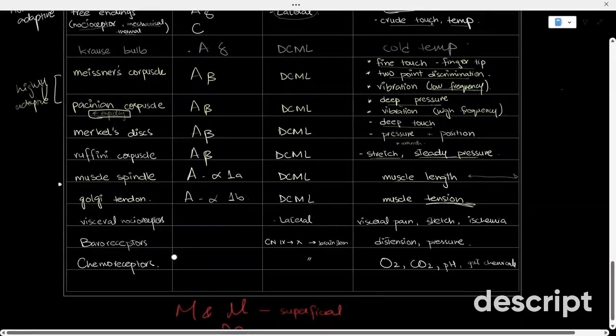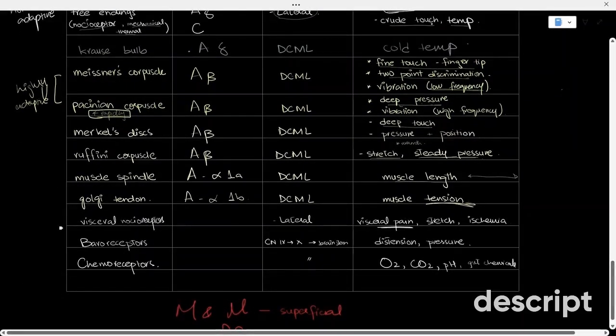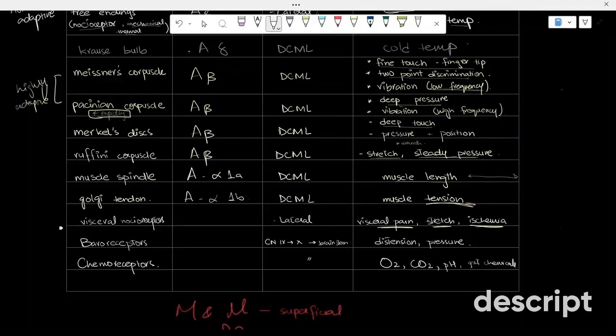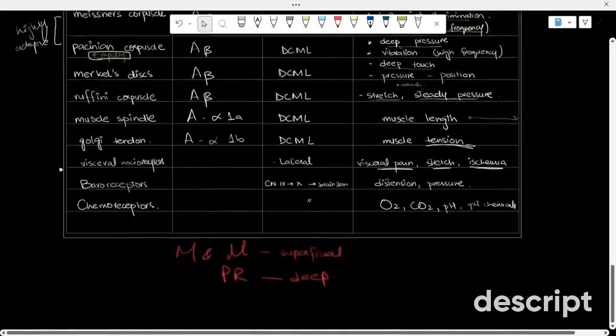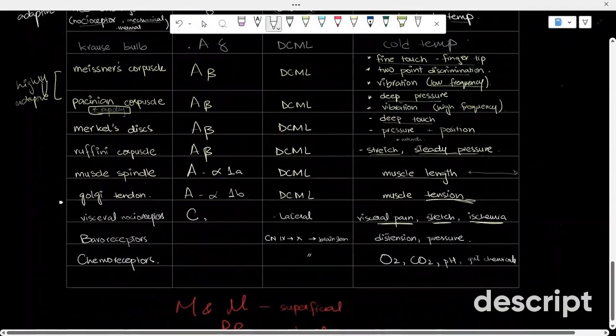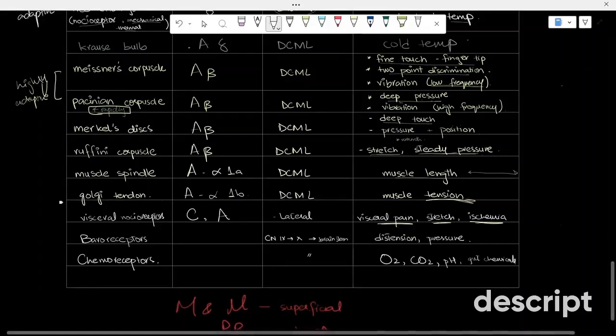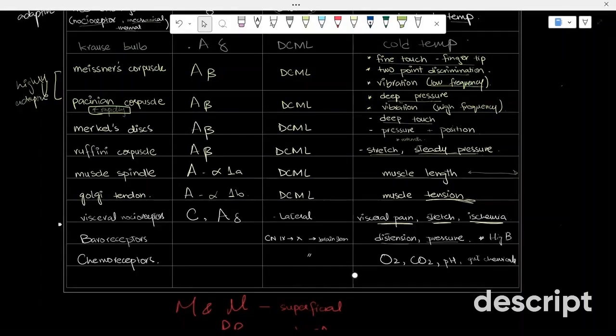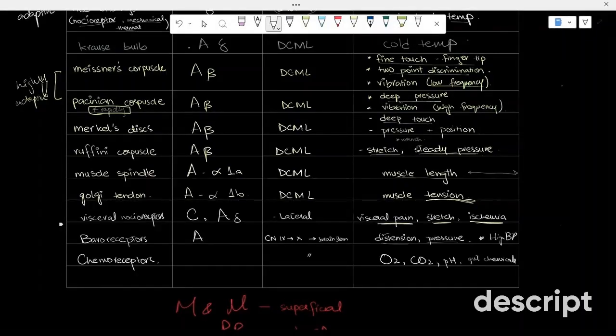Now, the visceral nociceptors are the ones which will detect visceral pain, stretch, and ischemia. Since we're again talking about pain, stretch, and ischemia, and mainly slow chronic pain, it will be C. However, some visceral receptors have fast pain as well, so it will be A delta. The baroreceptors are mainly responsible for detecting the distension and pressure caused due to high blood pressure. So the fibers for pressure are A beta and A delta will be over here as well.